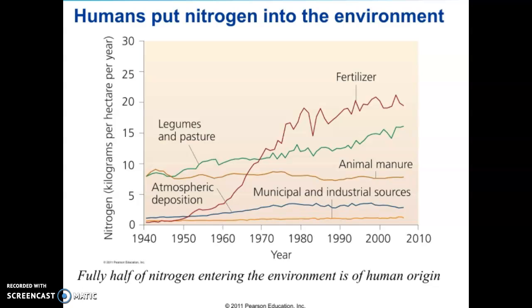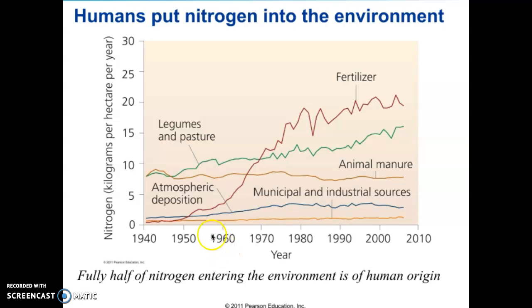So as we know that nitrogen is a limiting factor, when people are doing agriculture, they're putting a large amount of nitrogen into the environment, and so that can affect the ecosystem in lots of different ways. So here we have a graph, and it's showing us the amount of nitrogen in soil over the past 80 years. Well, I guess it's 70 years in this picture.